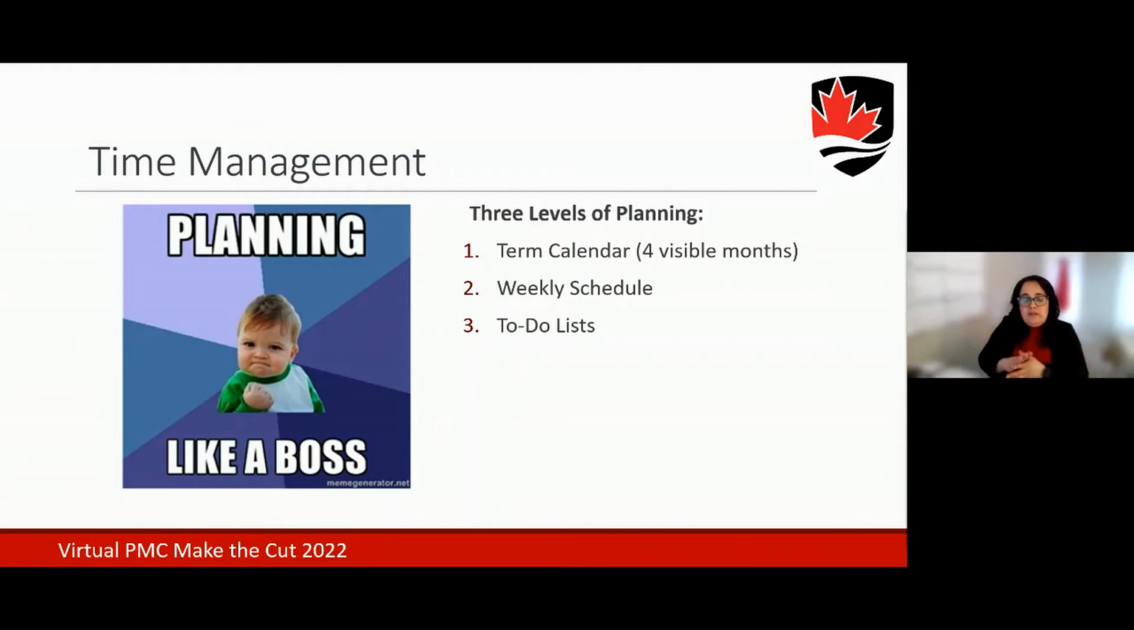Generally speaking, we like to think of time management in 3 different levels. So if you can, always start off with a term calendar. So that's quite commonly a 4-month calendar where you will have all 4 months up on the wall to be able to look at when your due dates are. There's weekly schedules and there's to-do lists.